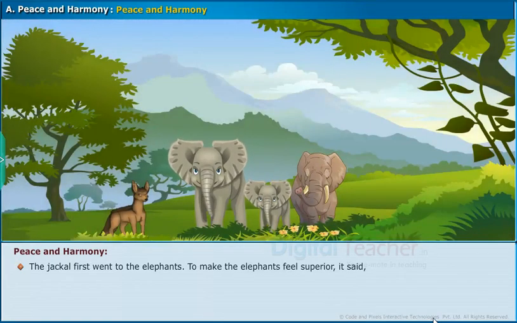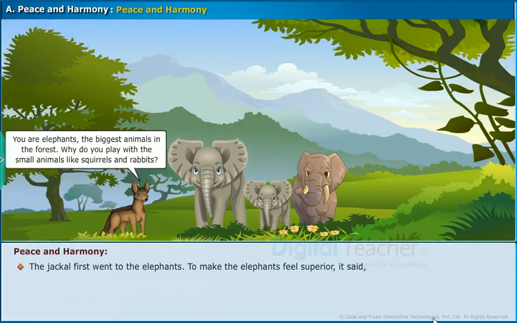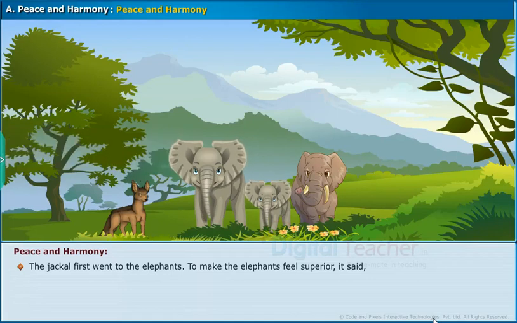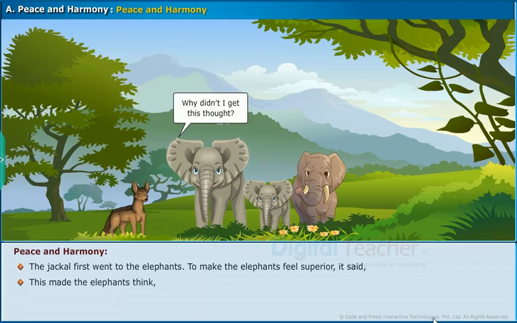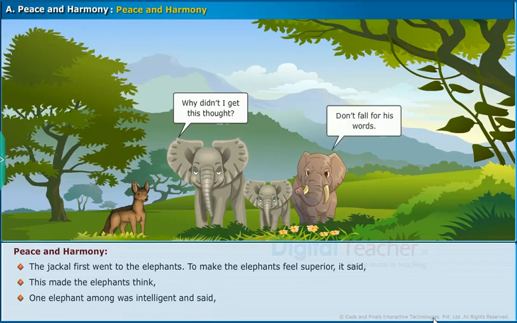The jackal first went to the elephants. To make the elephants feel superior, it said, "You are elephants, the biggest animals in the forest. Why do you play with the small animals like squirrels and rabbits?" This made the elephants think, "Why didn't I get this thought?" One elephant among them was intelligent and said, "Don't fall for his words."